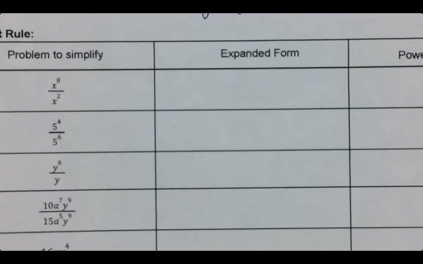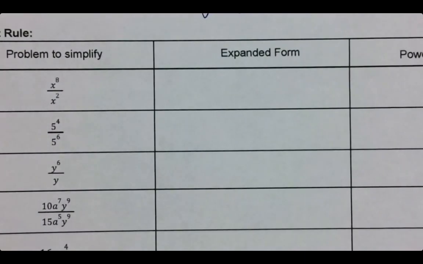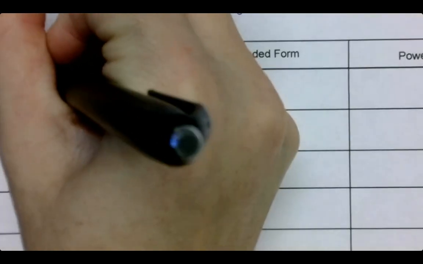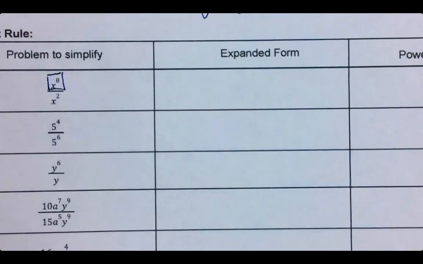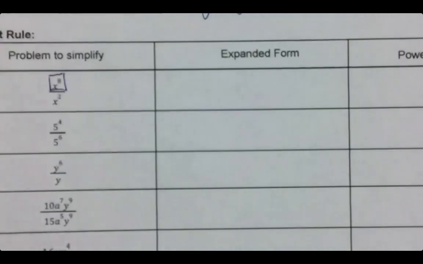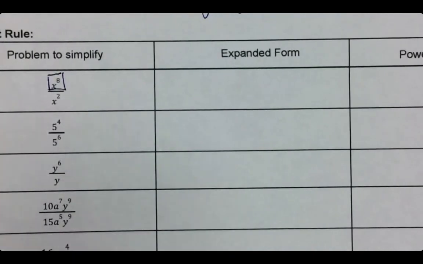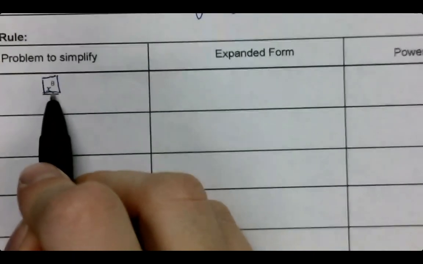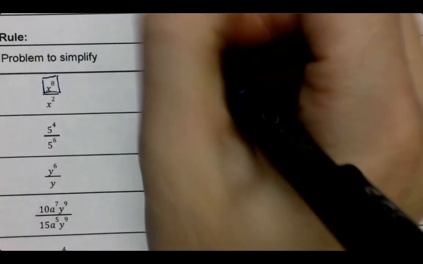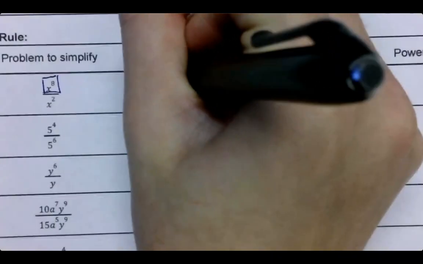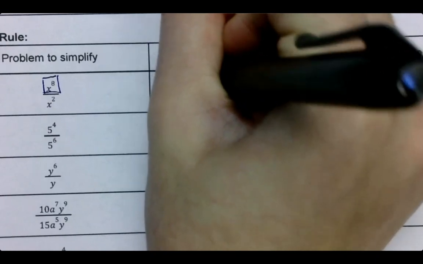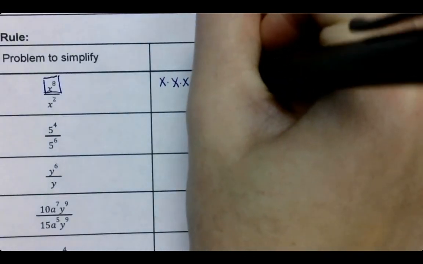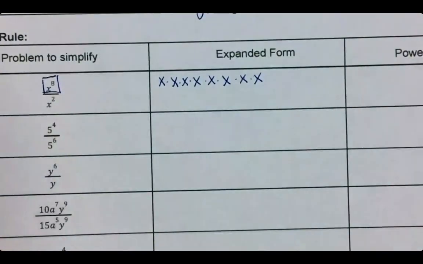Alrighty. Hello. Let's come back to the quotient rule. So the quotient rule, right, is division. If we think about division, and order of operations, we do the top, then we do the bottom, then we worry about the dividing. So let's do that. This is 8 x's, right? We have 1, 2, 3, 4, 5, 6, 7, and 8.